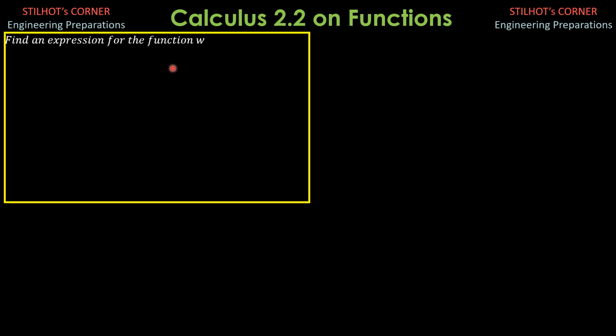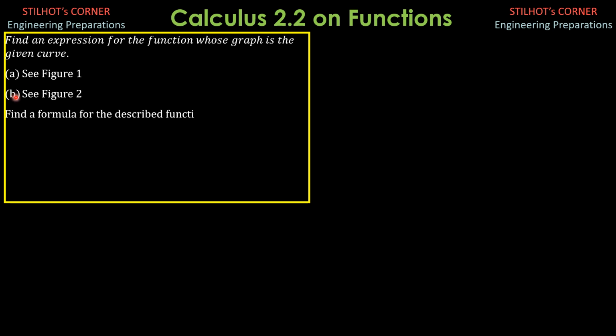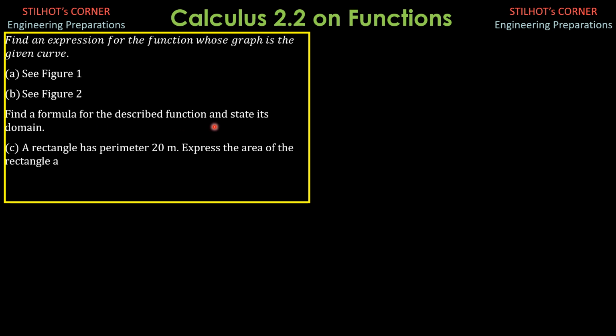Find an expression for the function whose graph is the given curve. So you look at figure 1 for part A and part B figure 2. Then find a formula for the described function and state its domain. So those are the conditions.